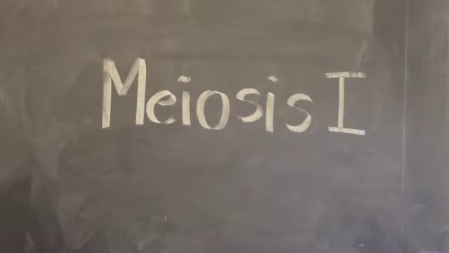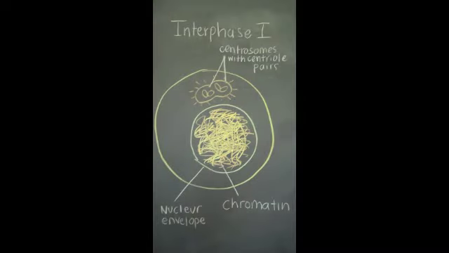Meiosis 1. The purpose of this is to separate homologous chromosomes. Interphase 1. During this process, chromosomes duplicate, much like they do in mitosis.